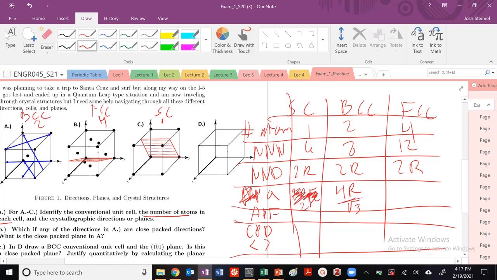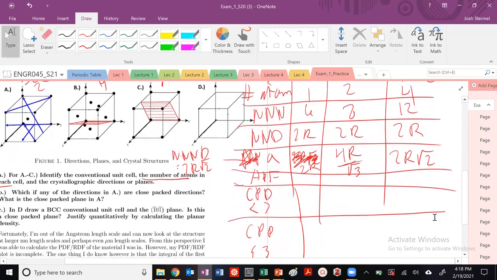I always mistake that. But my next nearest neighbor distance in simple cubic is equal to 2R square root of 2. So that's going to be a key value there. But anyways, what about my A here? It's going to be 2R square root of 2. So those are our values for A.